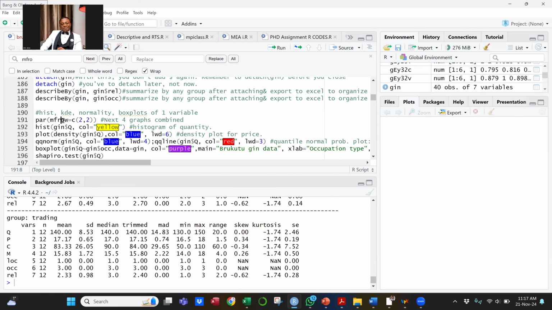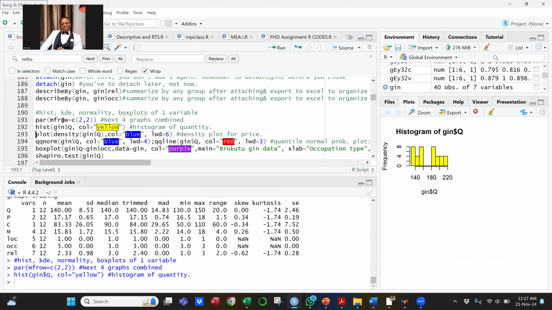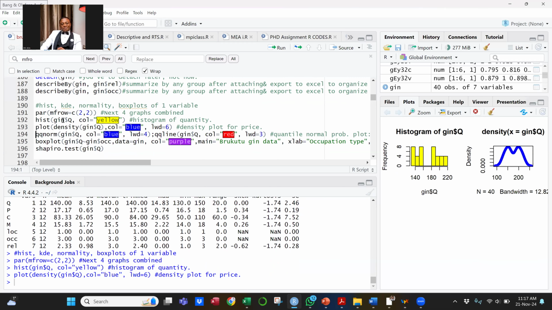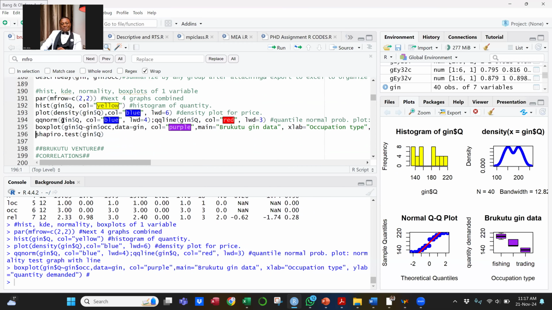This first command will give me 4 spaces to put a graph. The first one is a histogram, that is here. Second one is a density plot, that is there. Third one is a quantile normal probability plot, that is here. The last one is a box plot, that is here. And in the box plot, I did a box plot according to occupation.